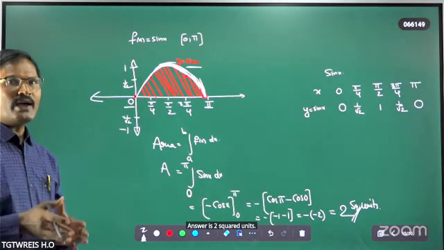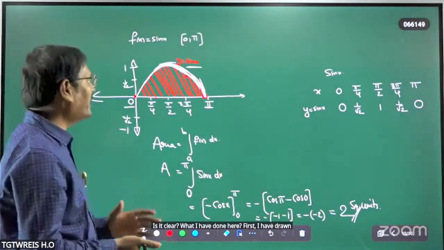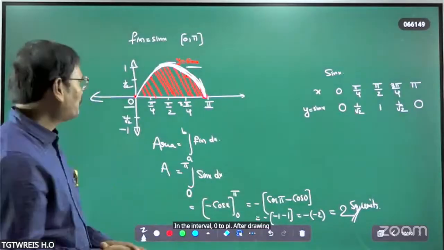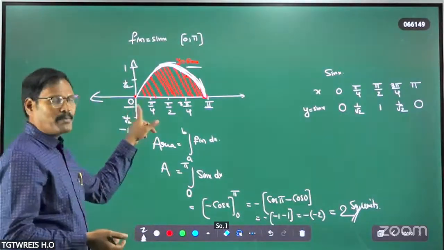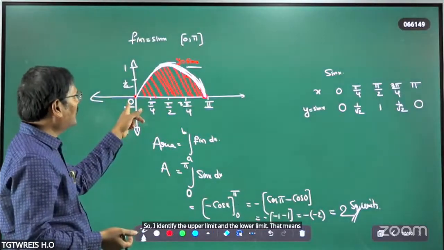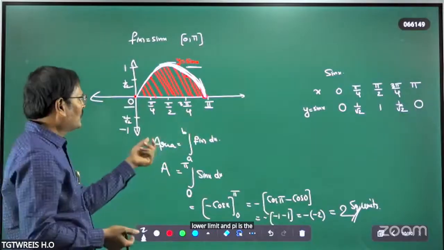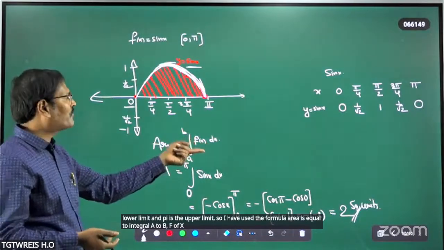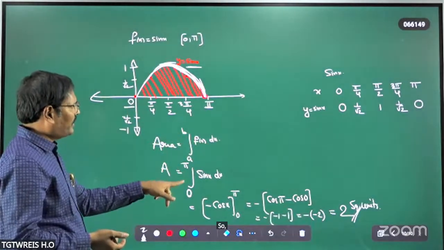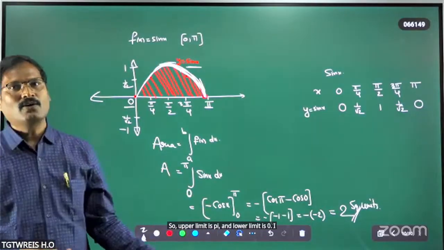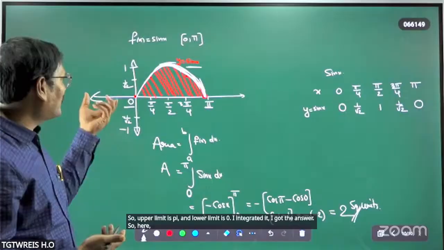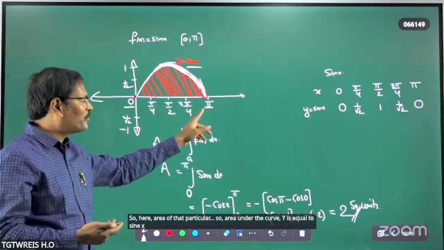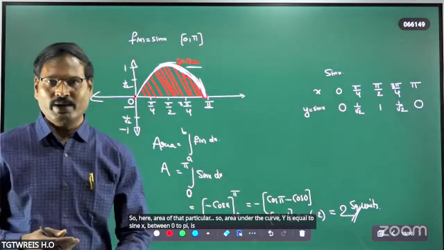Is it clear? What I have done here: first I have drawn the graph of y is equal to sin x in the interval 0 to pi. After drawing the graph, I identified the upper limit and lower limit. That means 0 is the lower limit and pi is the upper limit. So I have used the formula area is equal to integral a to b f of x dx. f of x is equal to sin x. So the upper limit is pi and the lower limit is 0. I integrated it. I got the answer. So the area under the curve y is equal to sin x between 0 to pi is 2 square units.